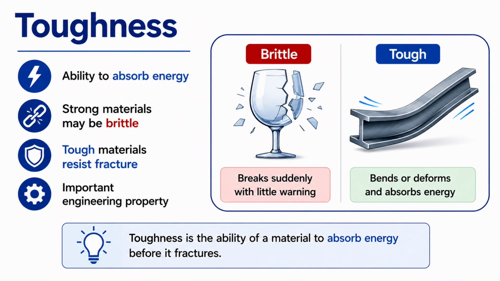Toughness describes a material's ability to absorb energy before it fractures. A material can be strong yet brittle, meaning it breaks suddenly with little warning. Tough materials can absorb more energy through bending or deformation before failing. Engineers often value toughness because tough materials are less likely to experience sudden catastrophic failures in real-world applications.